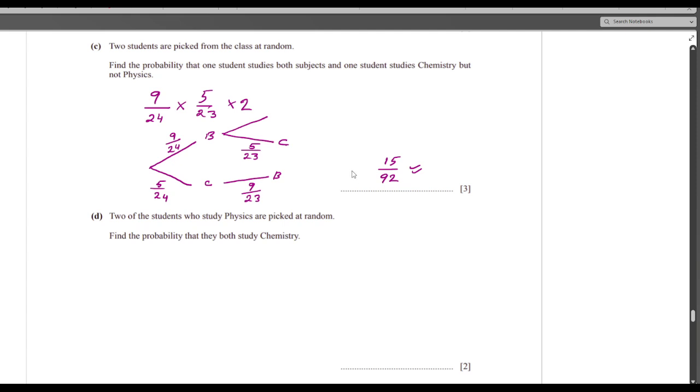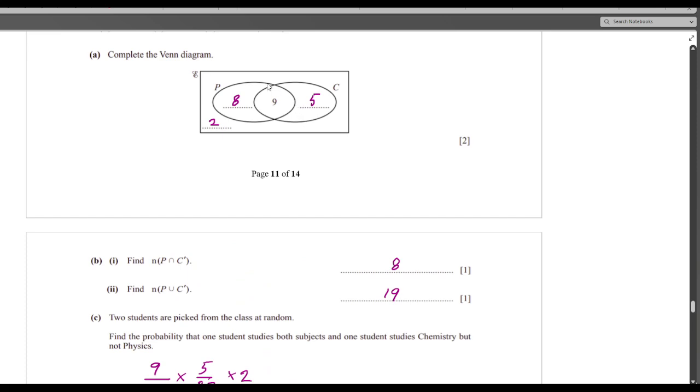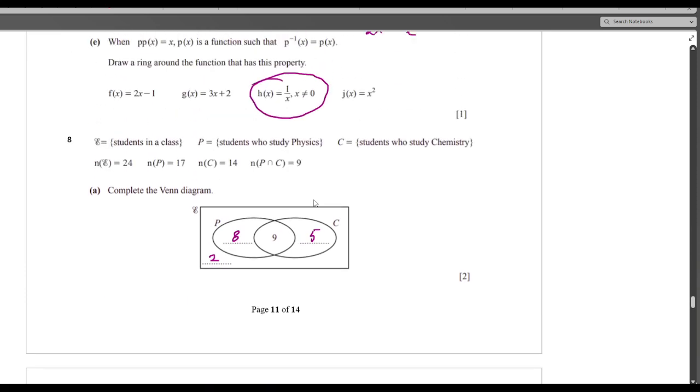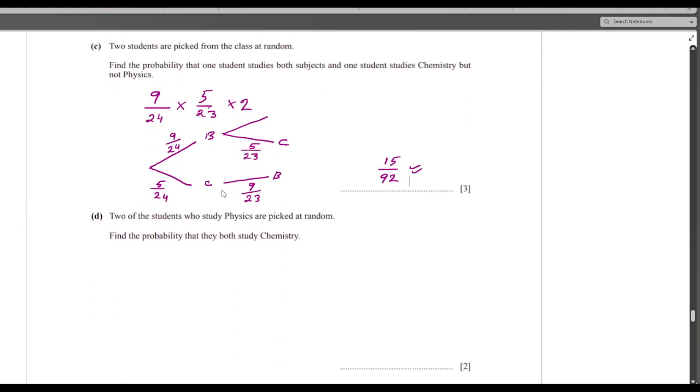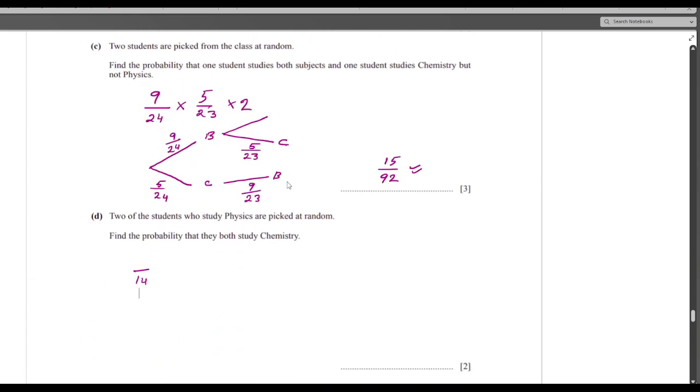Okay. D part. Two of the students who studied physics are picked at random. Find the probability that both study chemistry. So both study chemistry. So when physics, so there are total 17 such students. Now both are studying physics. So like this, I have 17 students.